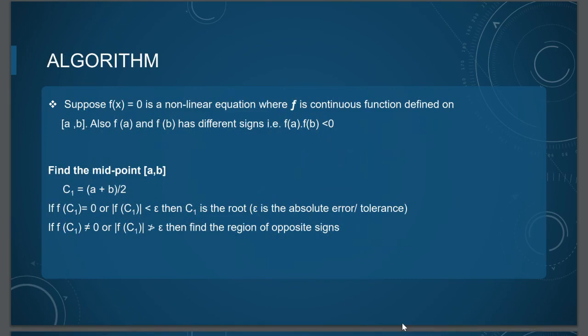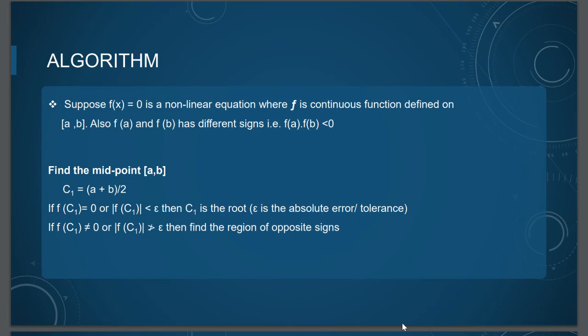So now let's discuss the algorithm. Let's suppose f(x) = 0 is a nonlinear function, and it is a continuous function defined on the interval a to b. Also, f(a) and f(b) have different signs, that is, f(a)·f(b) is less than 0. To find the root, we first find the midpoint of the interval a and b, that is c1 = (a + b)/2.